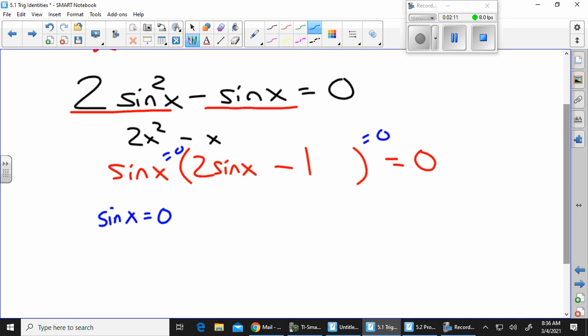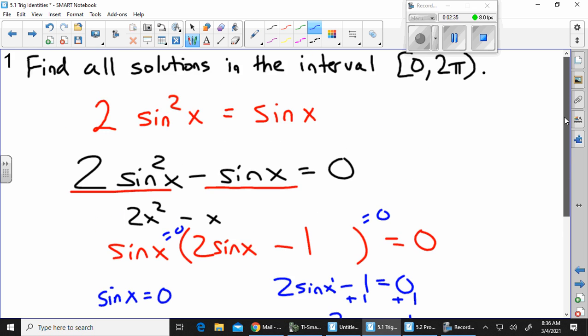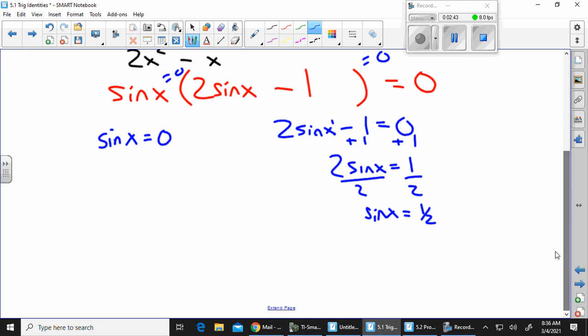Sine equals 0. 2 sine x minus 1 equals 0. Now this is linear. So how do you solve a linear equation? You get x on a side by itself. So I'm going to add 1. 2 sine x equals 1. Divide by 2. Sine equals 1/2. Now when you're solving, if we go back up here, you're finding the angle that gives you that number from 0 to 2 pi. So this goes back to the previous unit.